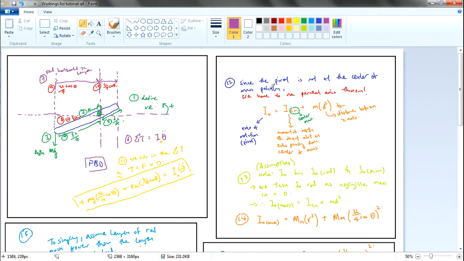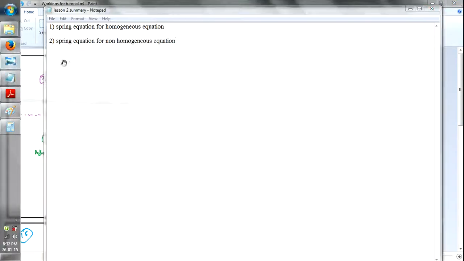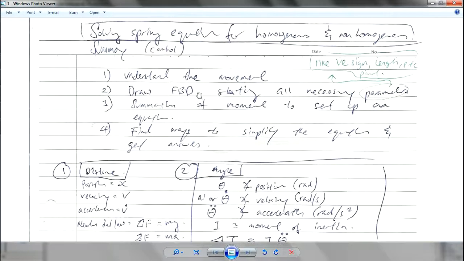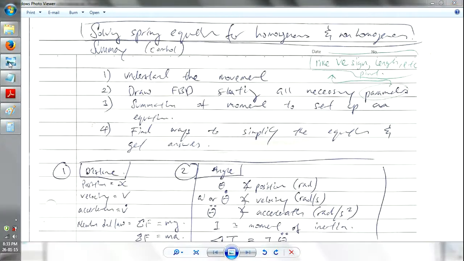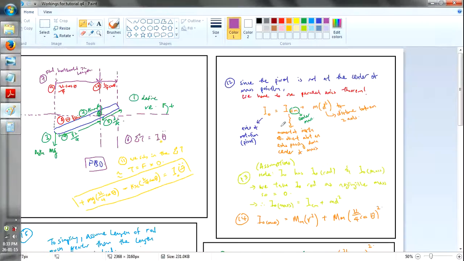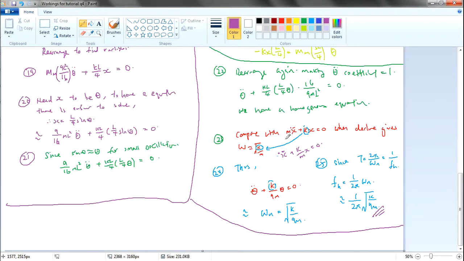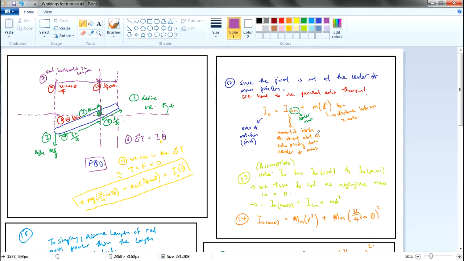And then once we set up the equation, we draw a free body diagram, which is very important, and we state all necessary parameters, and then we do a summation of moment, and set up the equation. Then we have to find ways to simplify the equation, which is the very tedious part. As you can see, the whole chunk is just to simplify the equation.